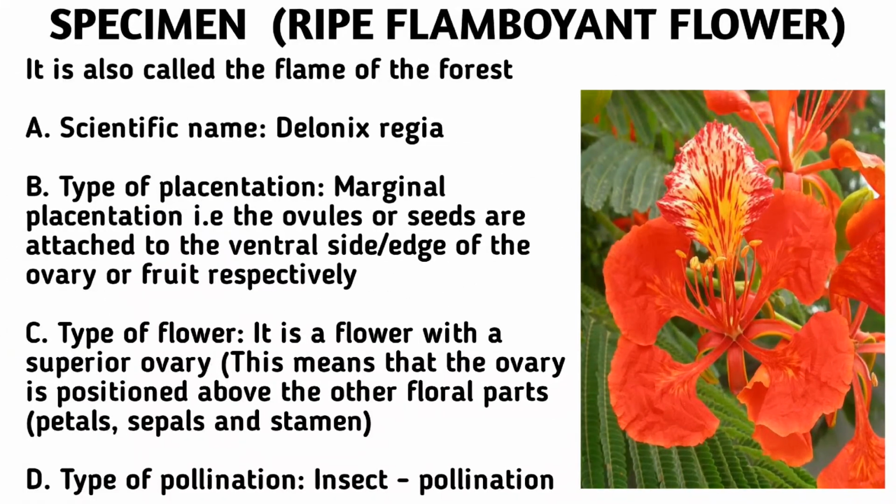Next is specimen O, which is a ripe flamboyant flower. It is also called the flame of the forest. For the scientific name, it is known as Delonix regia. Then for the type of placentation, that's what we call a marginal placentation.